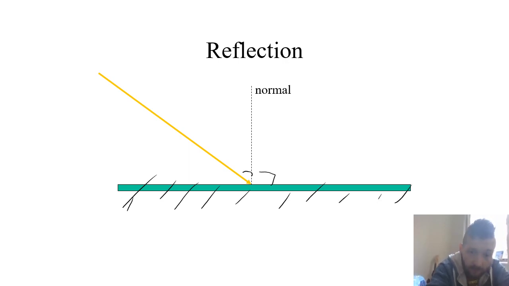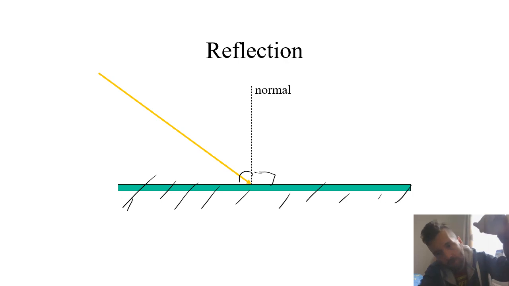Let's put these on to remind us it's perpendicular. Now here I've got a ray of light coming in. We're always going to represent our rays of light as straight lines with arrowheads on. And that's just coming straight into our plane mirror. And because it's reflection, it's going to bounce right off. It's going to reflect.